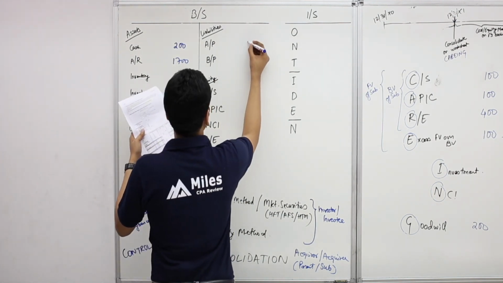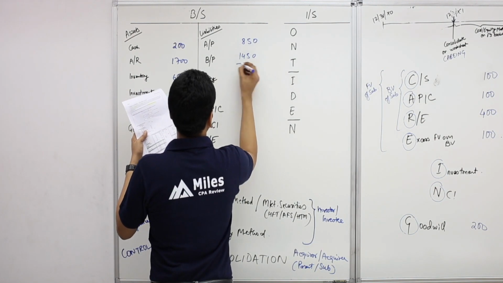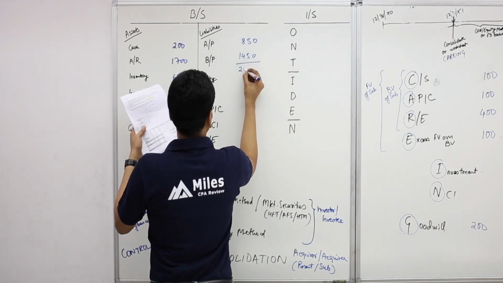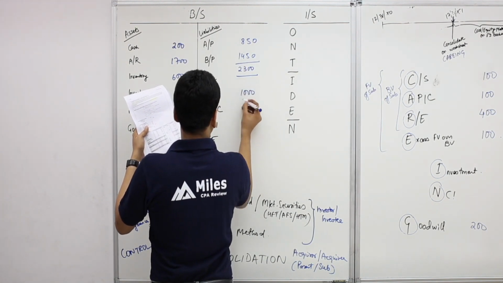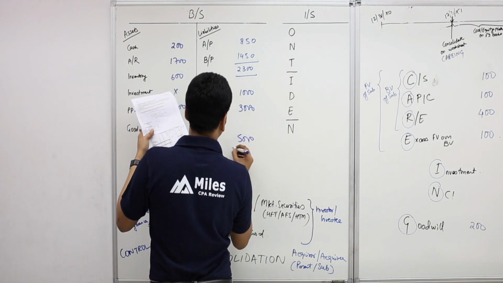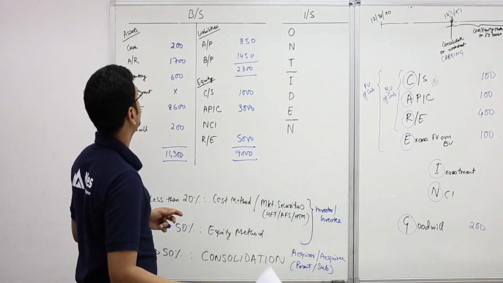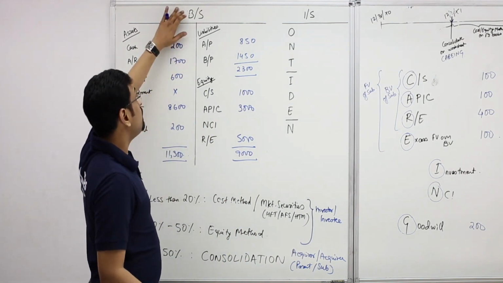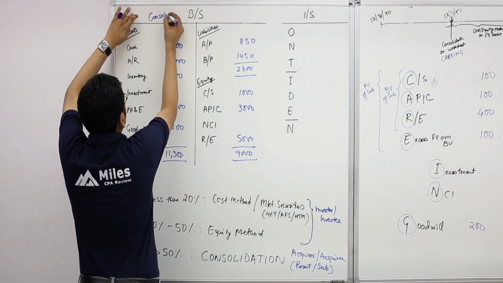Accounts payable for the consolidated entity 850, bonds payable 1450 gives you a total of 2,300 of liabilities. Equity 1,000 common stock, 3,000 for APIC, and 5,000 for retained earnings gives you 9,000 of equity. Now, this is not the balance sheet for the parent. This is the consolidated balance sheet.